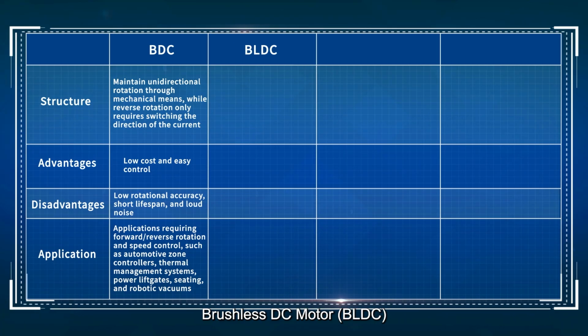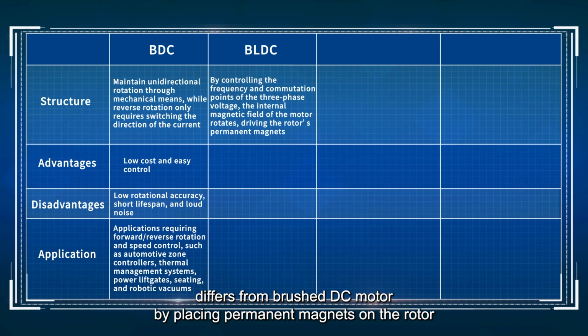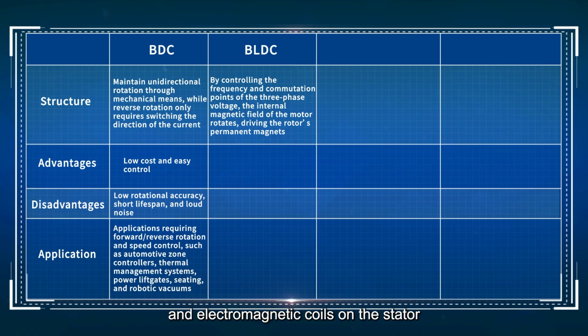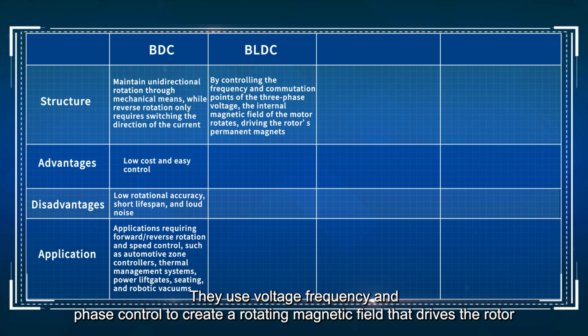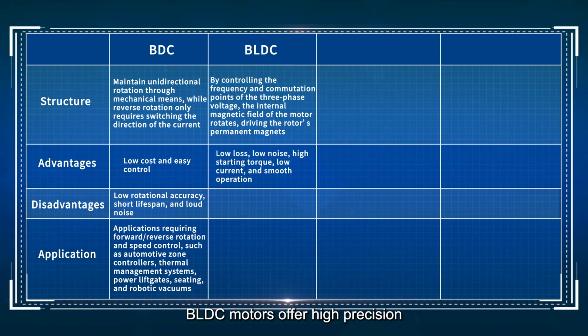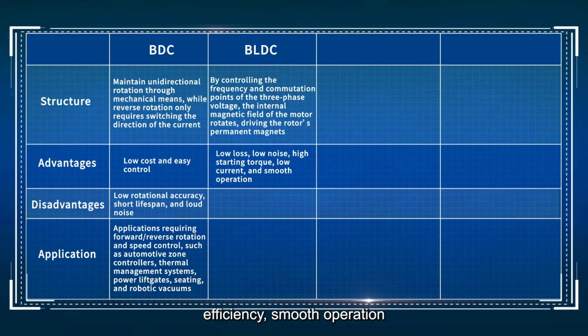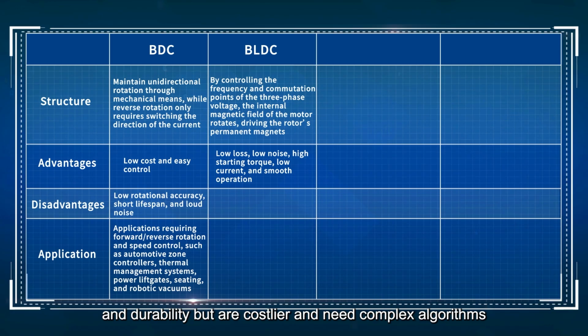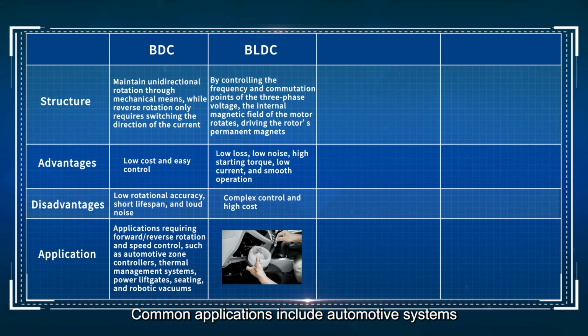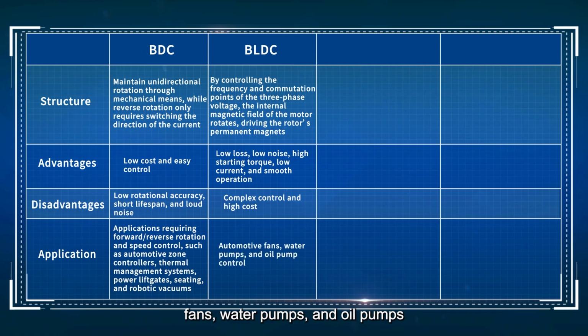Brushless DC motor (BLDC) differs from brushed DC motor by placing permanent magnets on the rotor and electromagnetic coils on the stator. They use voltage, frequency, and phase control to create a rotating magnetic field that drives the motor. BLDC motors offer high precision, efficiency, smooth operation, and durability, but are costlier and need complex algorithms. Common applications include automotive systems, fans, water pumps, and oil pumps.